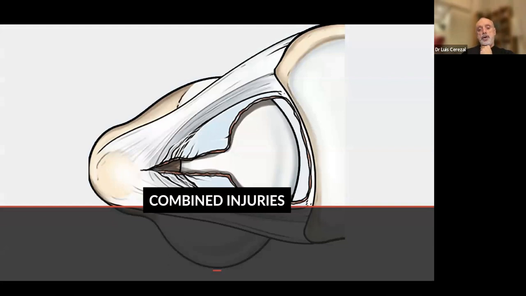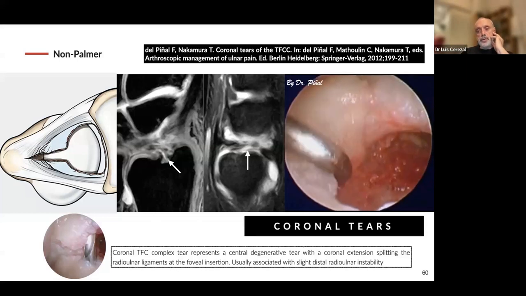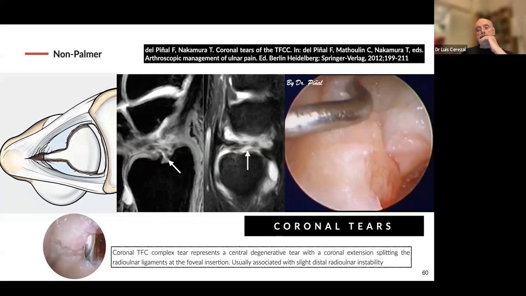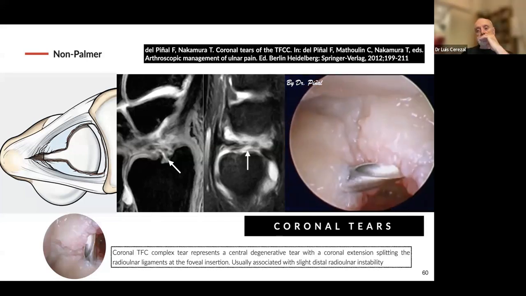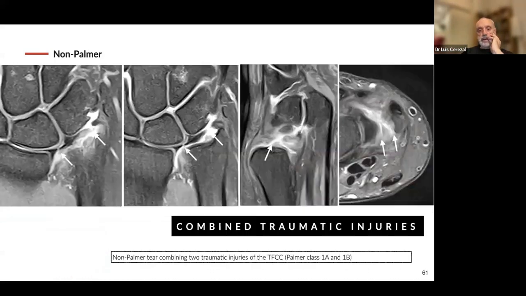And finally, we could have complex or combined injuries. We could have this injury described by Del Piñal and Nakamura, associating central perforation of the TFC, a degenerative injury of the TFC, with a traumatic division of the ulnar insertion of the volar and dorsal radioulnar ligaments, causing distal radioulnar joint instability. The treatment was a combination of a wafer procedure and reattachment of the ulnar insertion of both distal radioulnar ligaments.